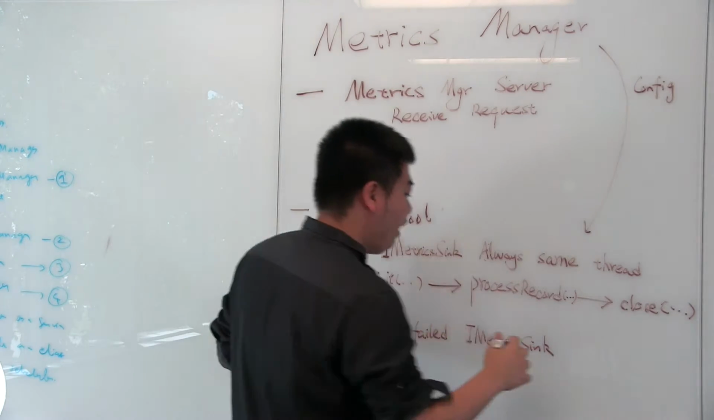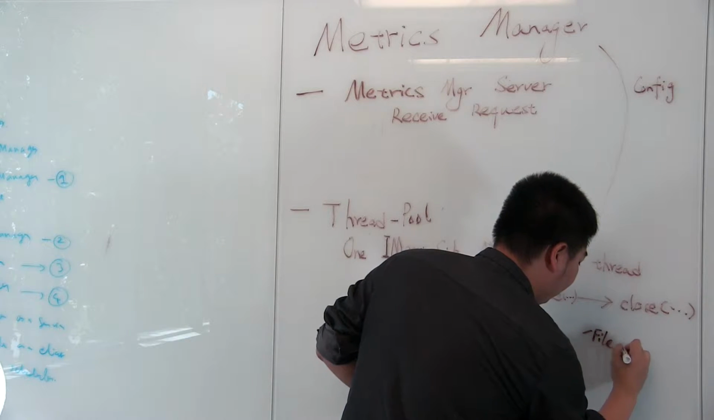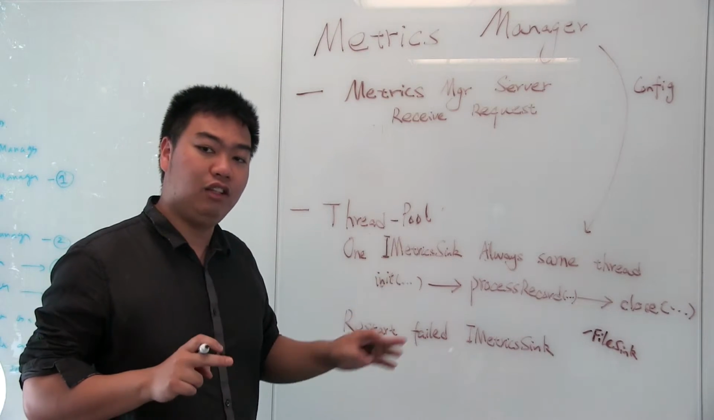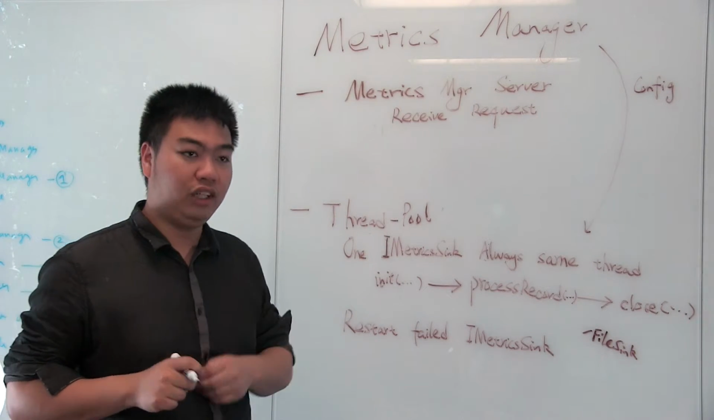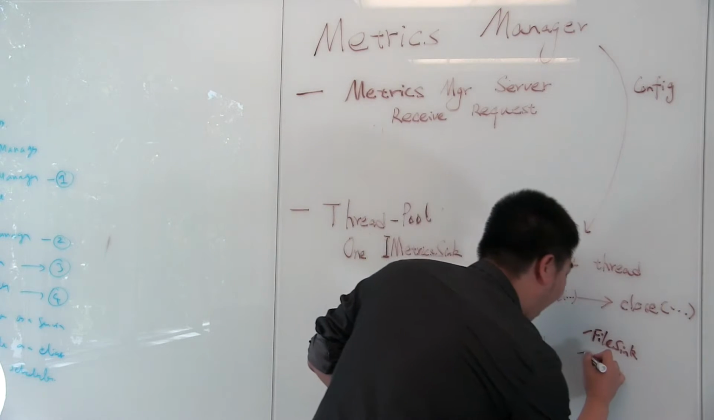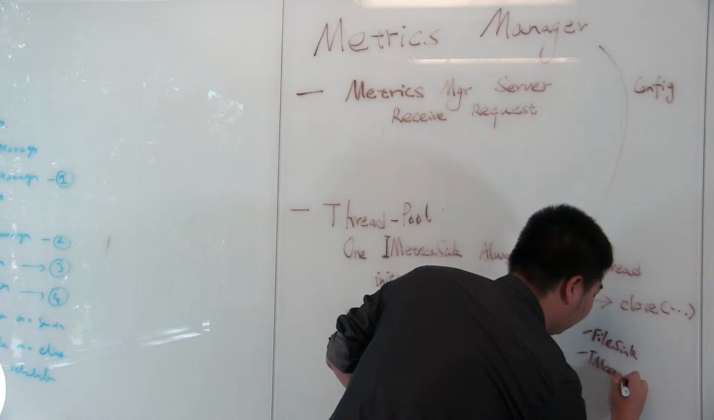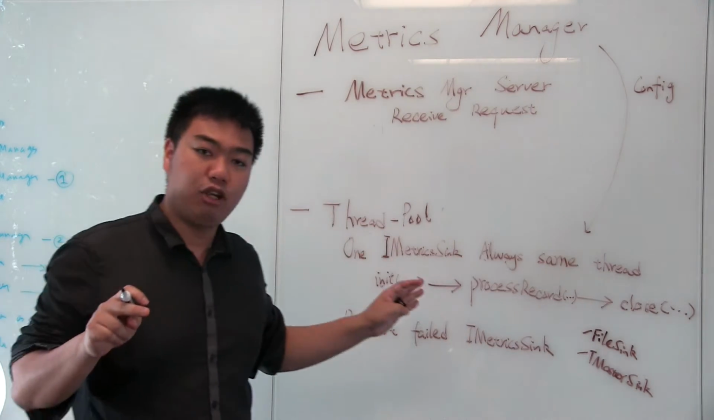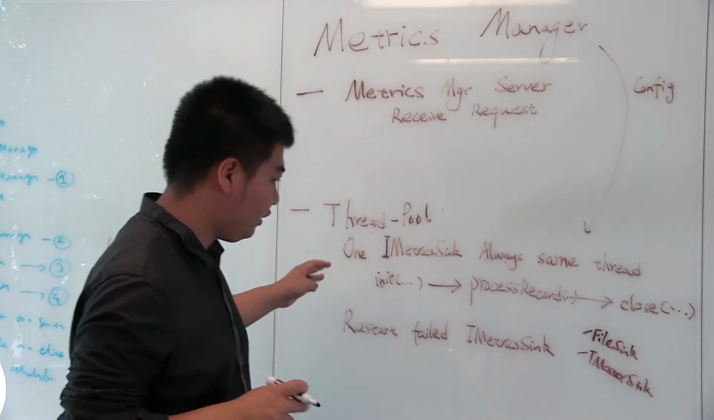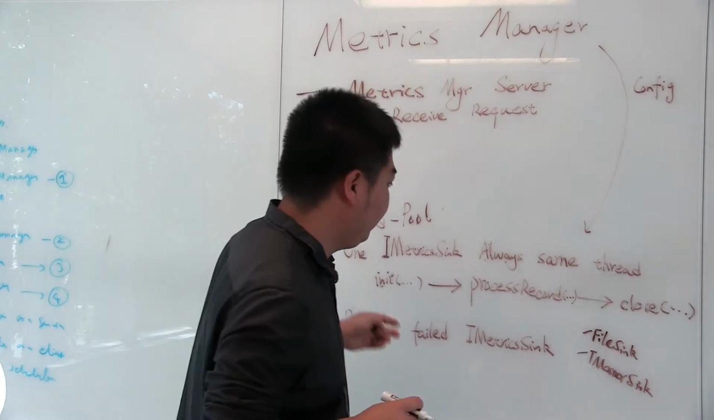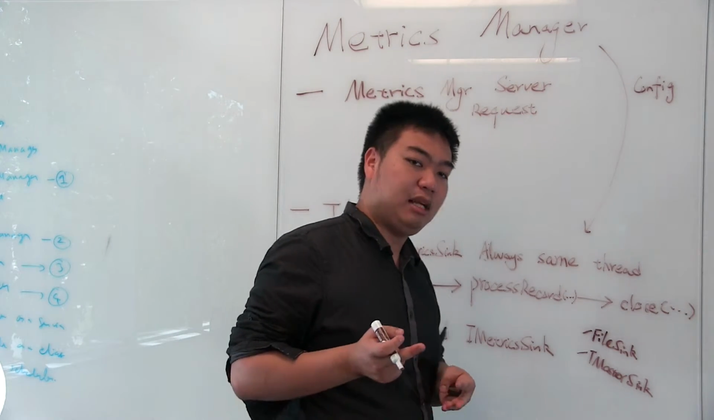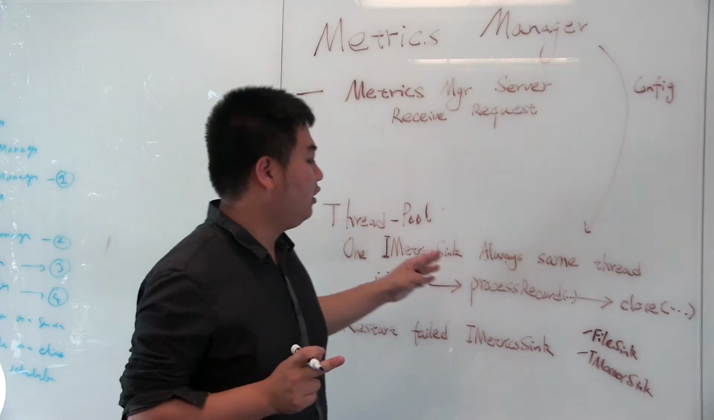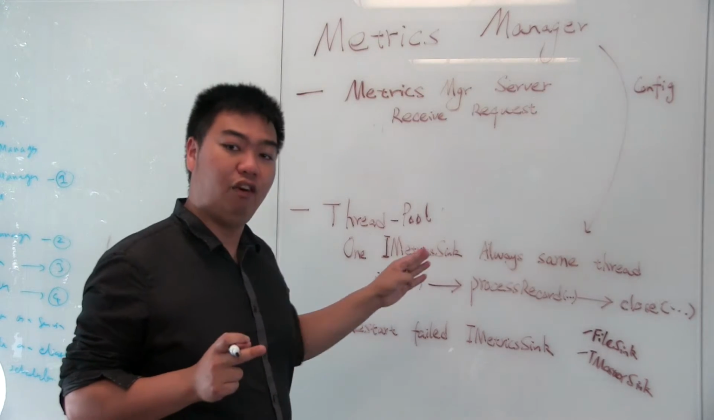For example, we have the file sink, which converts the metrics record into JSON format and logs it to a file. By default we also have the tmaster sink, which sends the metrics to the tmaster. So you can do whatever you want. Eventually, when some exception happens or when you're trying to stop the metrics manager, the close method in the IMetricsSink will be invoked.